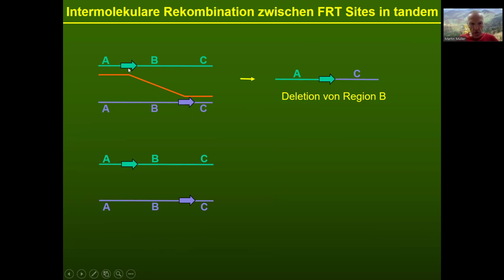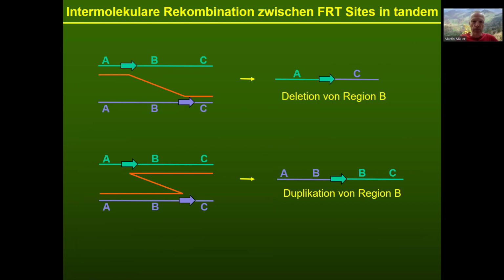And here, in such a case, this chromosome comes from one stock. The purple chromosome comes from a different stock, which has an insertion here. This has an insertion there. If you bring in flip base, you will now delete everything between this and this FRT, causing a deletion here of region B. As a byproduct, you also get the duplication.